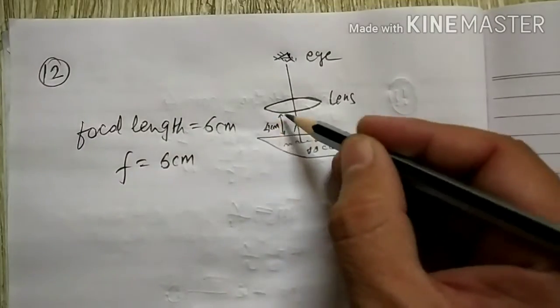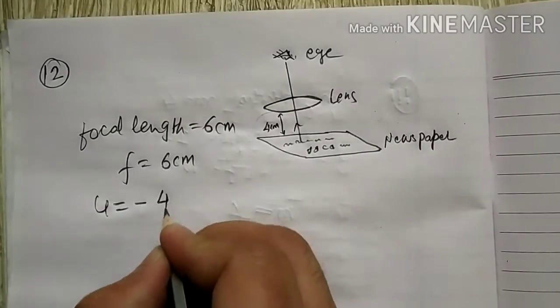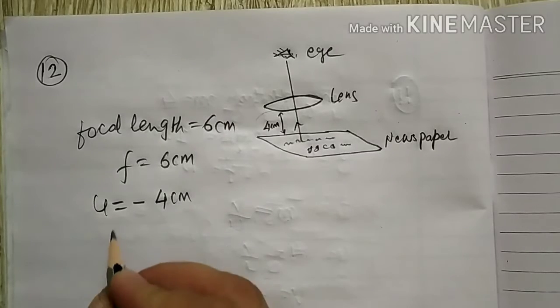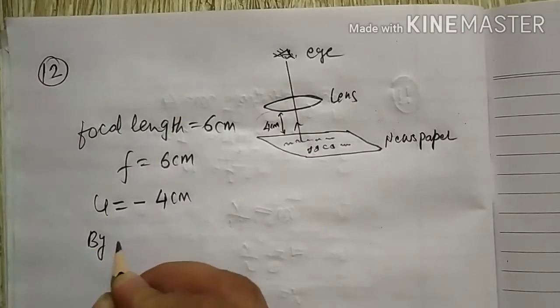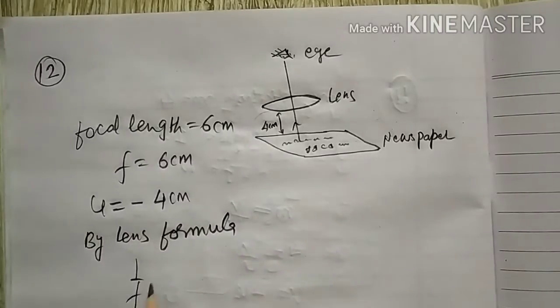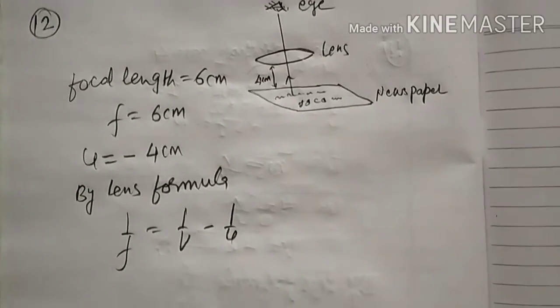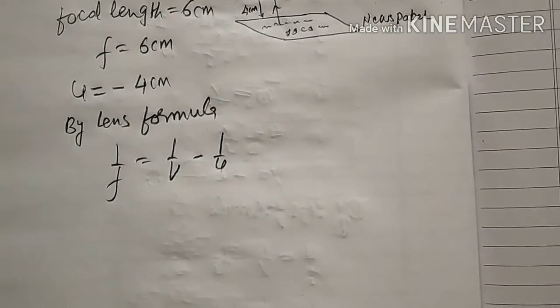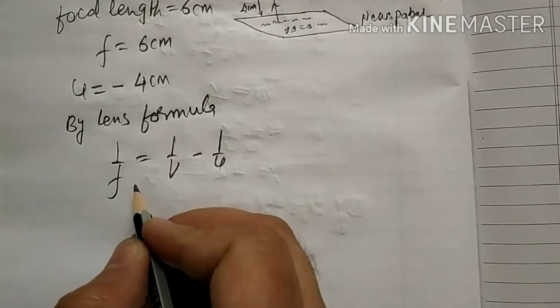So this is the distance of the object. Object distance will be equal to minus 4 centimeter. And what do we want to know? We want to know the size of the image and the nature of the image formed. So first of all I'll apply the lens formula. Lens formula says that 1 by f is equal to 1 by v minus 1 by u. After applying this lens formula, we can find the value of v, and after that we can know the nature of the image formed.